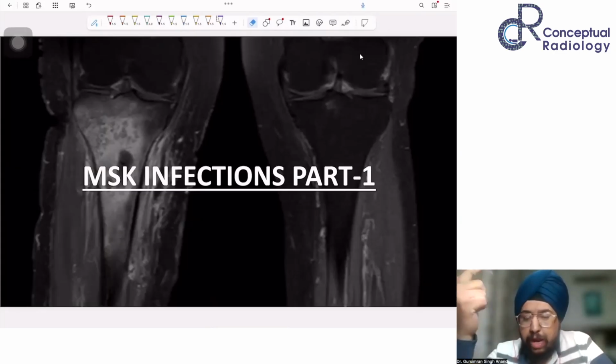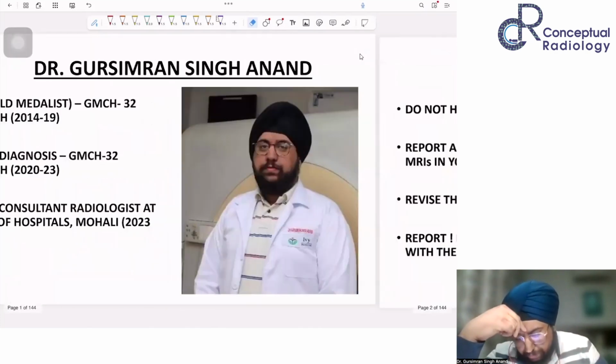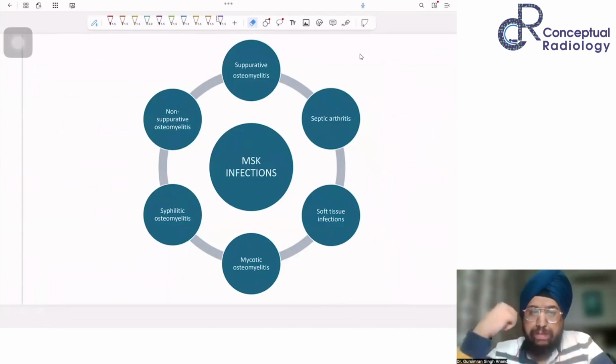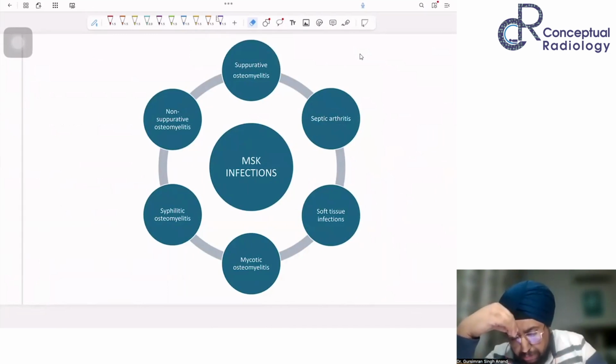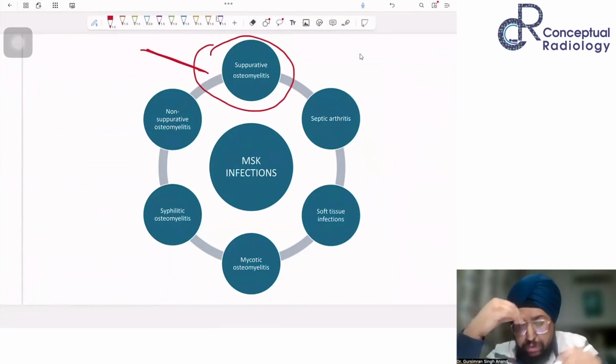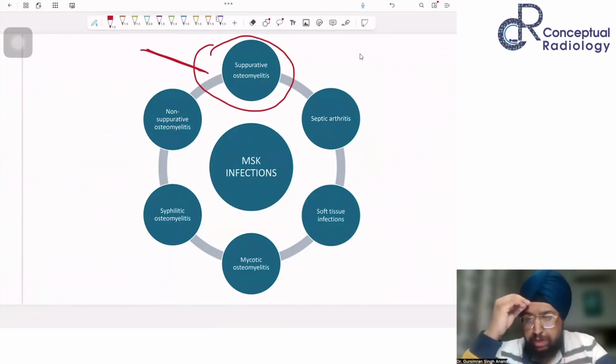Septic arthritis, and your non-suppurative osteomyelitis, which includes your TB, fungal osteomyelitis, and the rest. Okay. So MSK infections, we approach under six categories. The most important one and the most commonly encountered one is your suppurative osteomyelitis, which we encounter in our day-to-day cases.